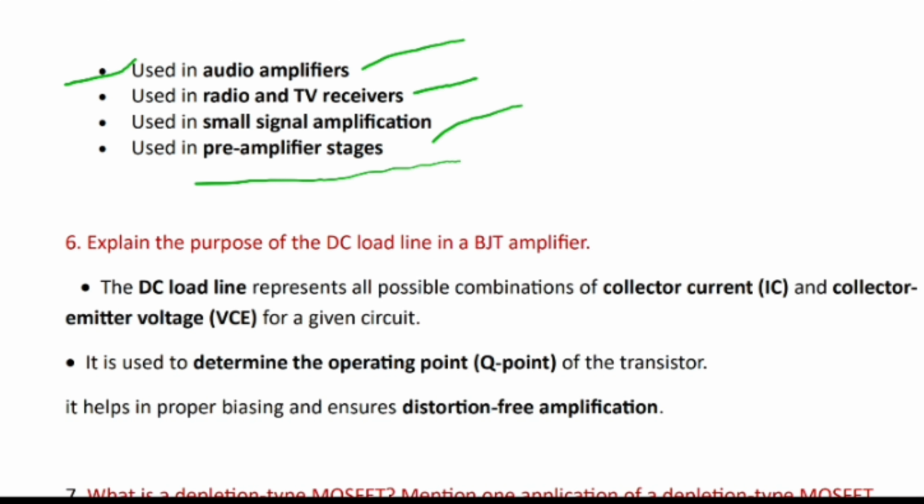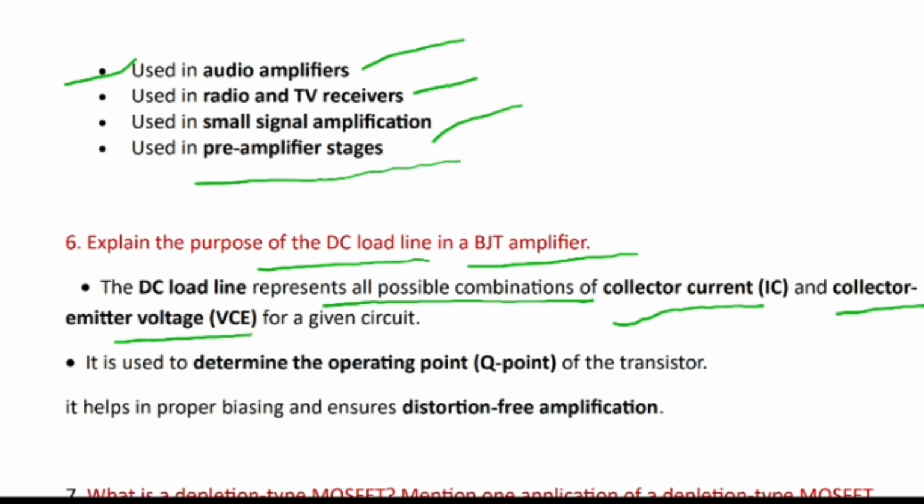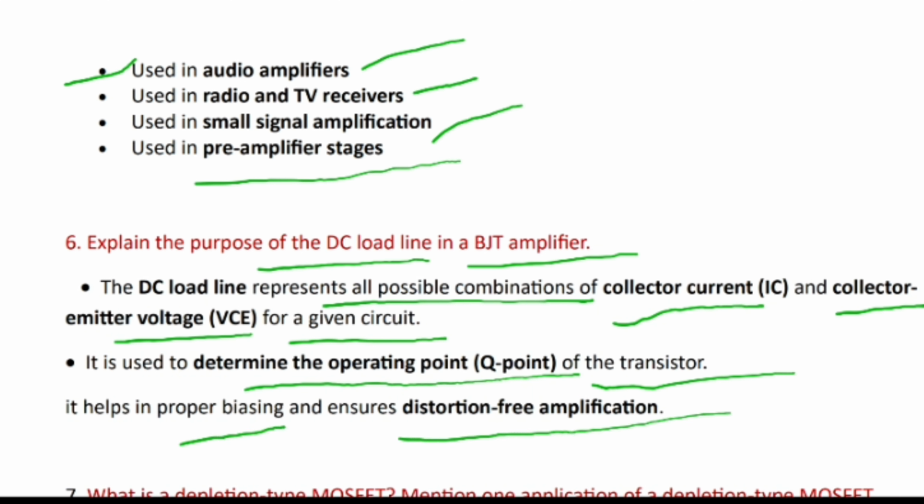And the next one is, explain the purpose of the DC load line in a BJT amplifier. The DC load line represents all possible combinations of the collector current IC and the collector-emitter voltage, which we call VCE, for a given circuit. It is used to determine the operating point, that is, the Q point of the transistor. It helps in proper biasing, and it is used for distortion-free amplification. We can use it for the DC load line in a BJT amplifier.